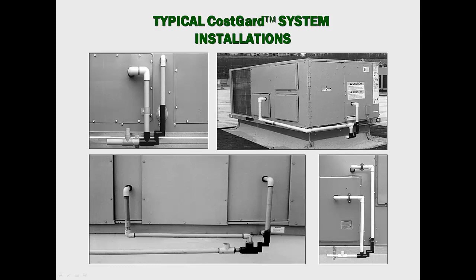4 typical field installations of the CostGard condensate drain system are shown here. Note that in order to form the air seal, 3 pipe connections are required. In addition to the drain pan connection, 2 other pipe connections are necessary. One pipe enters the drain pan compartment at point A. The other pipe enters the air supply plenum or air supply duct at point B.